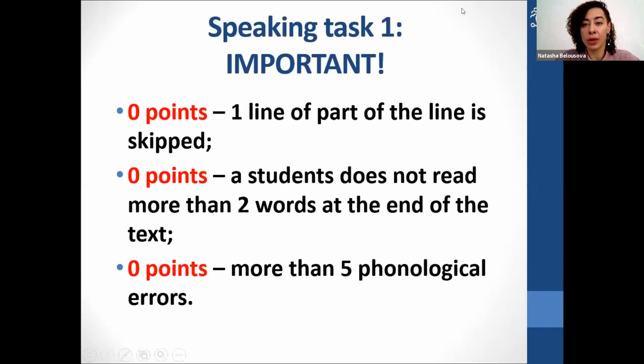Okay, someone is saying something in the chat. Is it okay to self-correct? Yes, it's fine. I wouldn't say that it's the best thing in the world, but if they self-correct once, it's fine, and the rest of the reading is good quality.